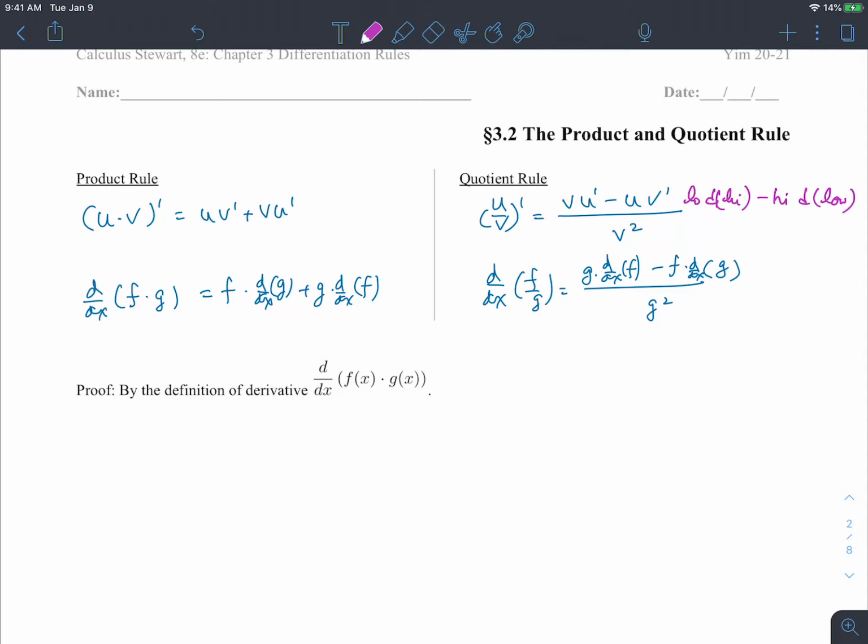Me personally, I could never remember that because I never could quite remember low d high minus high d low, or was it high d low minus low d high? So that confused the heck out of me. So I'm a very visual person. So there's a V, V, and a V. To me, I saw the huge V sign over here. So that helped me, but you gotta find your own way to memorize this thing.